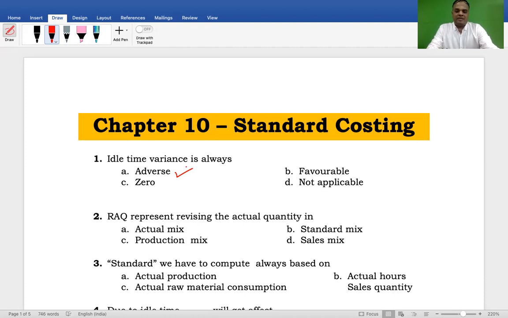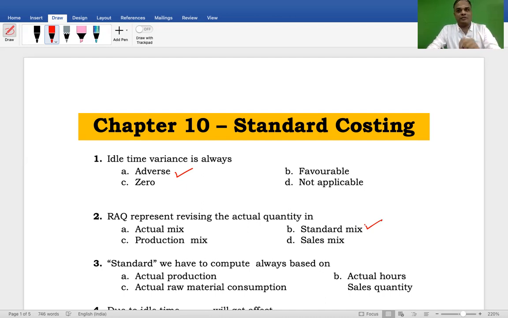RAQ represents revising the actual quantity in: actual mix, standard mix, production mix, or sales mix. Standard mix. Revising the actual quantity in standard mix. For your kind information, Gaushika, another girl. Revised actual quantity: the total actual quantity, we are revising in what proportion? Standard proportion.